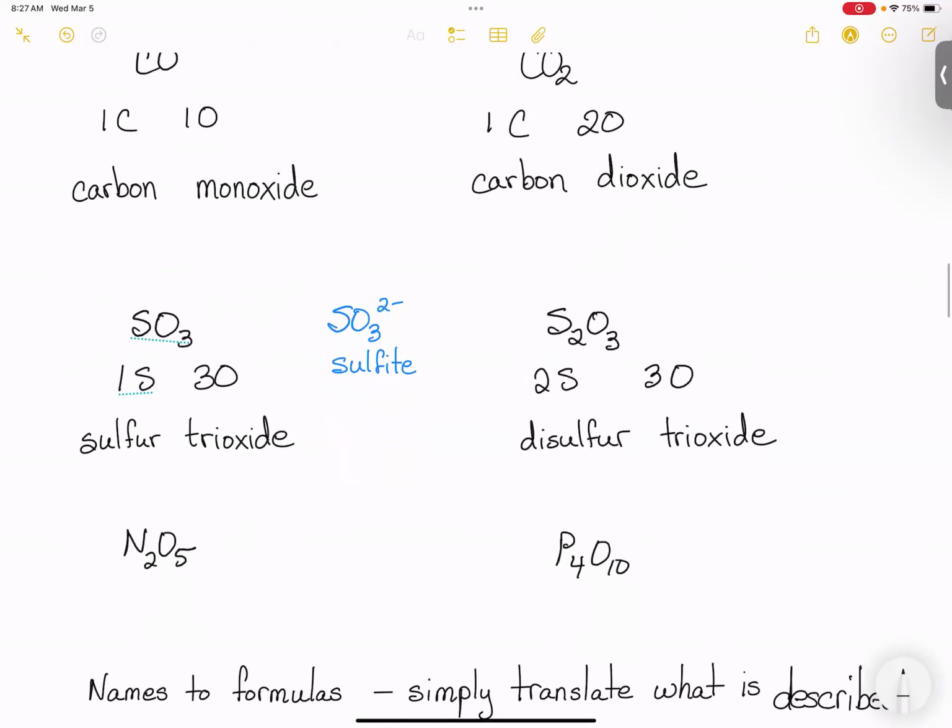Let's look at the next one. We have 2 nitrogens and 5 oxygens. The prefix for 2 is di, so that's going to be dinitrogen. And the prefix for 5 is penta, so that's going to be pentoxide. So dinitrogen pentoxide.